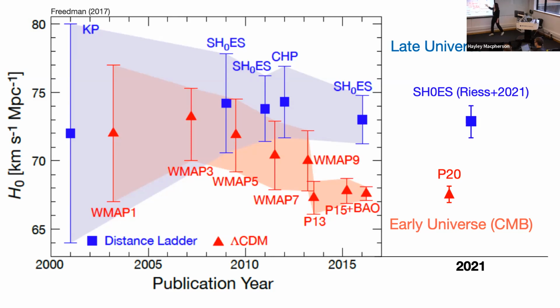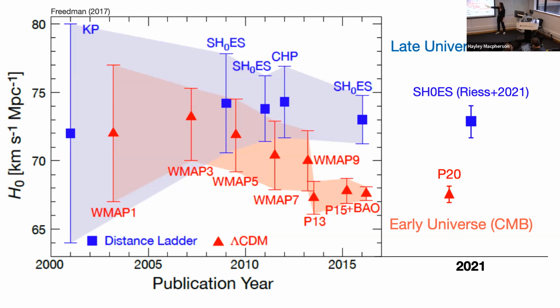And the blue points are showing our late universe measurements, and specifically using supernovae. We can see that as the error bars have gotten smaller and smaller, these two values have diverged from one another. And basically, I just tacked on these most recent measurements here on the end. And the problem is that they're quite a few sigma away from one another.